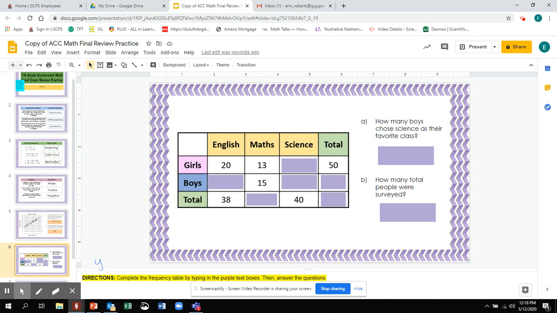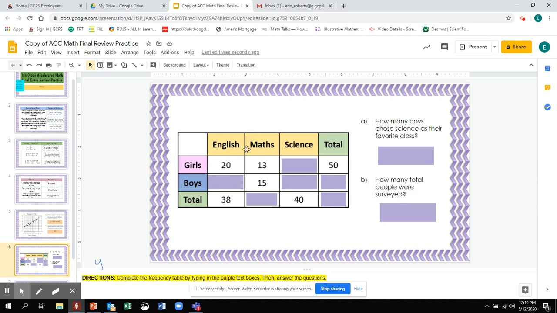Finally, you have your two-way table. On this two-way table, you have to determine each of the missing values, and then you have to answer the 2 questions at the end. When I'm looking at a two-way table, I always try to find one place where I have all but one, either a column or a row where I have all but one answered.